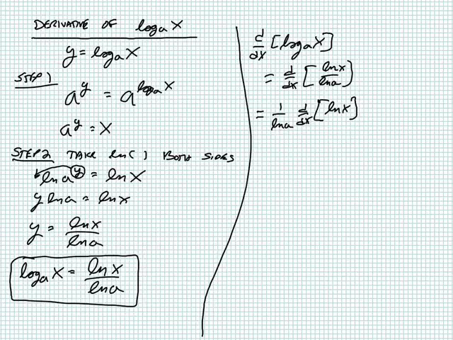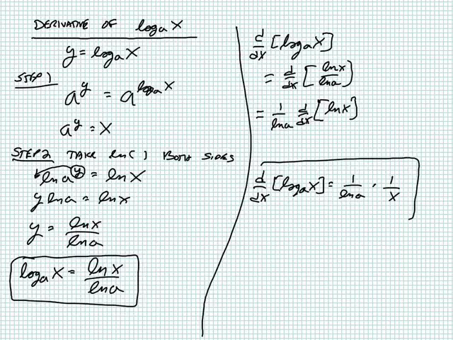And so then I get that the derivative of log-based a of x is going to be equal to 1 over natural log of a times the derivative of natural log of x, which is 1 over x. And there you go. If your base were e, then you have 1 over natural log of e, which is 1, times 1 over x, which would just be the derivative of natural log of x. So this agrees with our other rules.